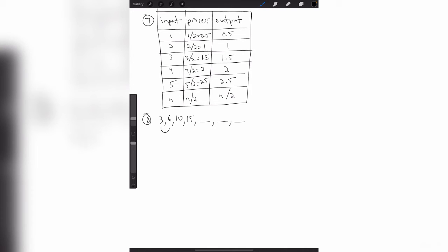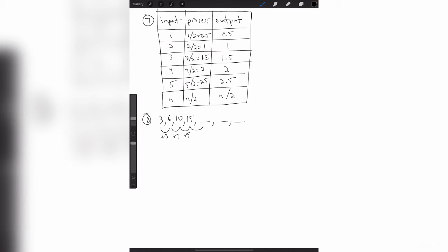So from 3 to 6, it looks like I added 3. From 6 to 10, it looks like I added 4. From 10 to 15, I added 5. You can play around with it. That worked for me, but you may have said, oh, you multiply by 2, and then you realize you're not multiplying by 2 there, so you can backtrack and try something else. Sometimes it's a bit of trial and error, where you try something, it doesn't work, so you try something else.